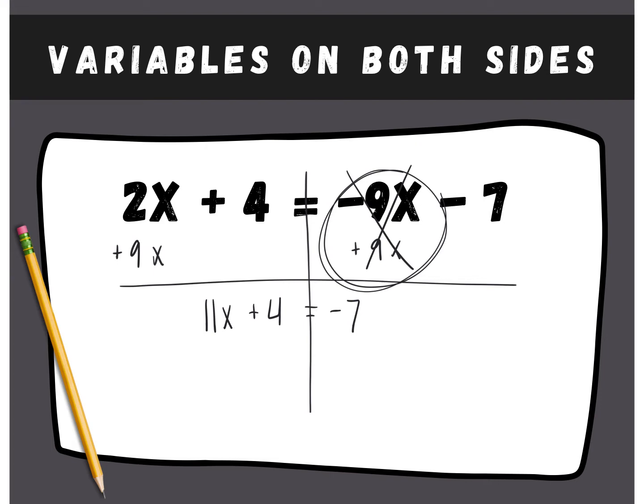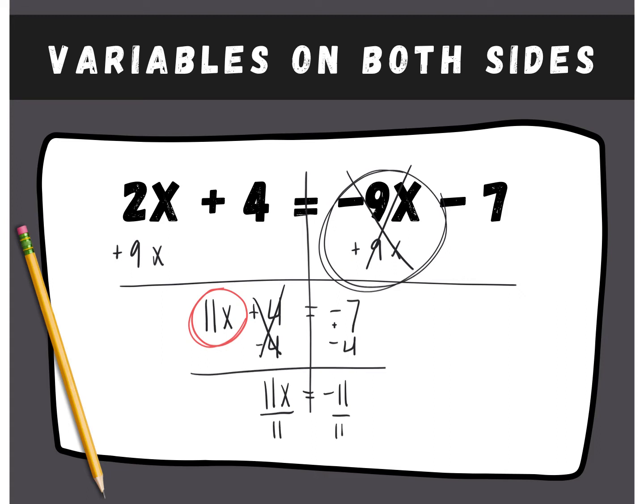From here, I can really focus on that variable I'm trying to isolate. So I see that there's a plus 4. I need to subtract 4 on both sides. On the left-hand side, 4 minus 4 is 0, so I'm left with just 11x. On the right-hand side, I have negative 7 minus 4, or negative 7 plus negative 4. Either way, you get to negative 11. And then in order to get to 1x, which is what I'm searching for, I'm going to divide by 11 on both sides. That gives me 1x, and that tells me that 1x is equal to negative 1.